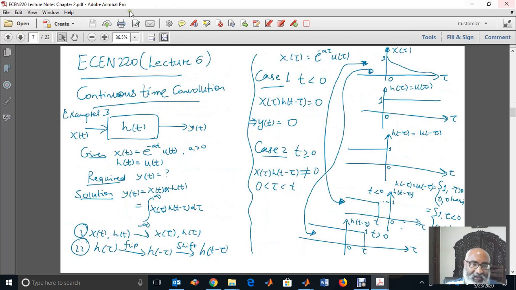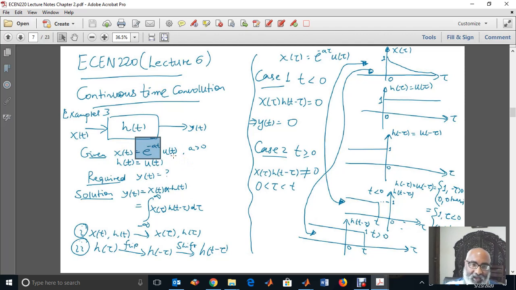Let me have x(t) equal to e to the power of minus at u(t), where a is greater than 0. If a is greater than 0, remember in chapter 1 what we have? We have an exponentially decaying function. Of course, the function starts from t equal to 0 because of the unit step. This means when we say e to the power of minus at u(t), it means multiplication of e to the power of minus at times u(t). But u(t) starts from 0.